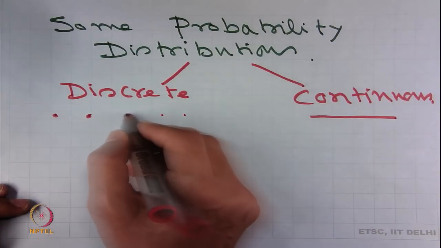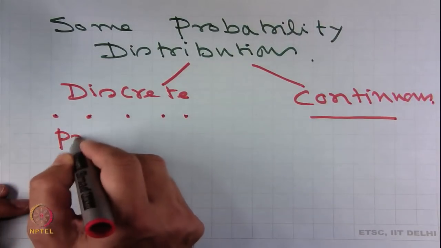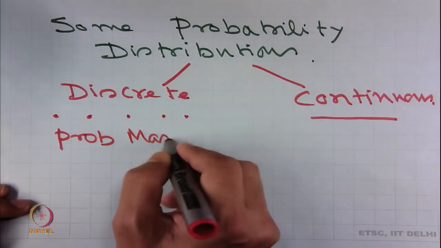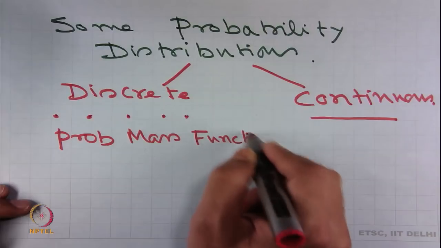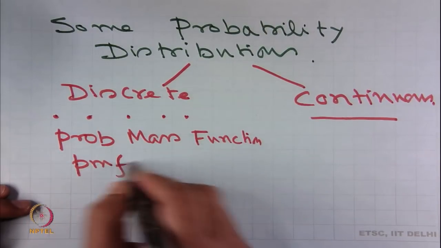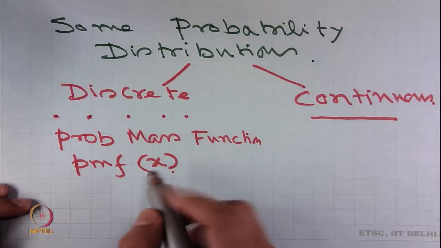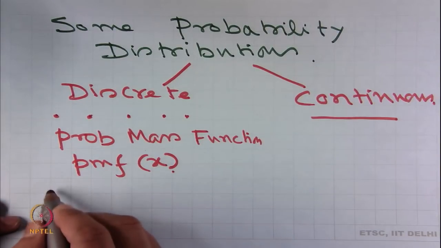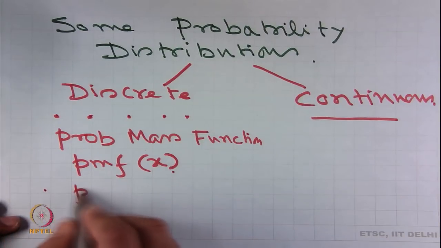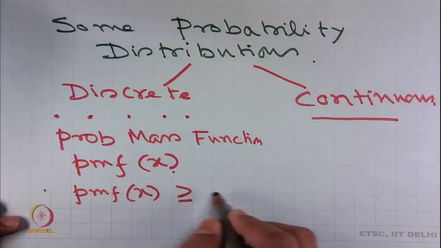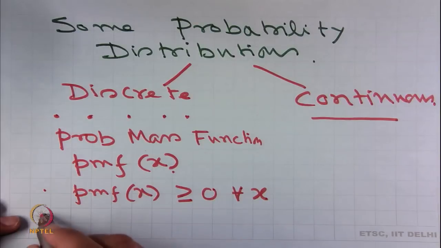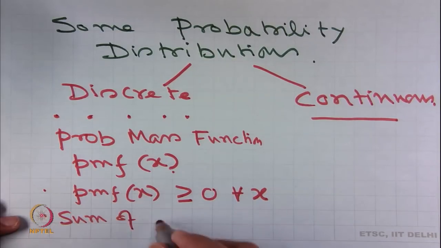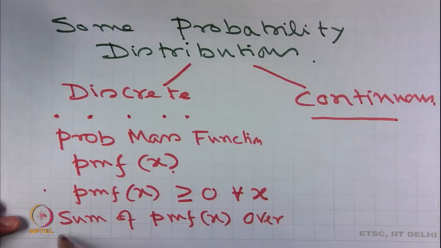With respect to a discrete random variable, we associate a probability mass function. In short, we call it PMF of x, where x is one possible value that the random variable can take. The basic properties of a PMF are that PMF of x is greater than or equal to 0 for all x, and the sum of the values over all x is equal to 1.